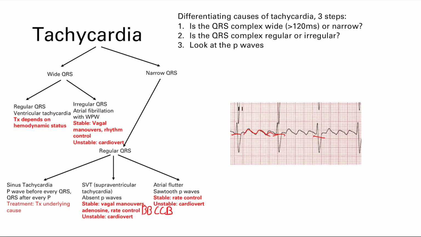How do you treat atrial flutter? Honestly, all of these regular rhythm, narrow complex QRS have pretty much the same treatment. You rate control and you can cardiovert if they're unstable. So rate control, cardiovert if they're unstable.